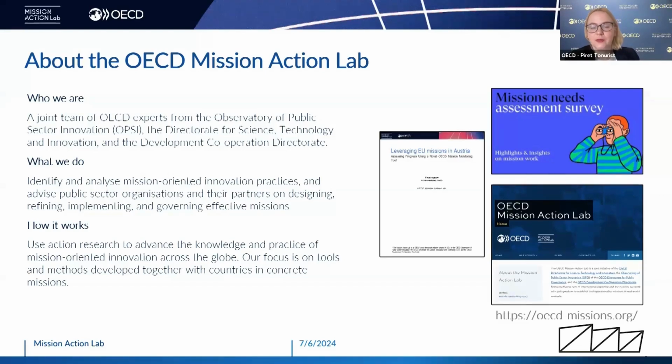We do research, and we also do action research where we actually participate in mission-oriented approaches. We help countries and different stakeholders in the mission space to implement and put in place mission-oriented innovations, and also participate in designing, refining, and implementing the processes. We also have a participatory and advisory function within the OECD itself. And as said, in practice we do quite a lot of research as well.